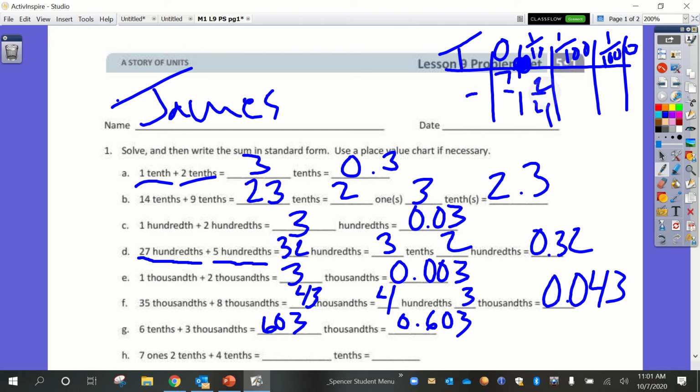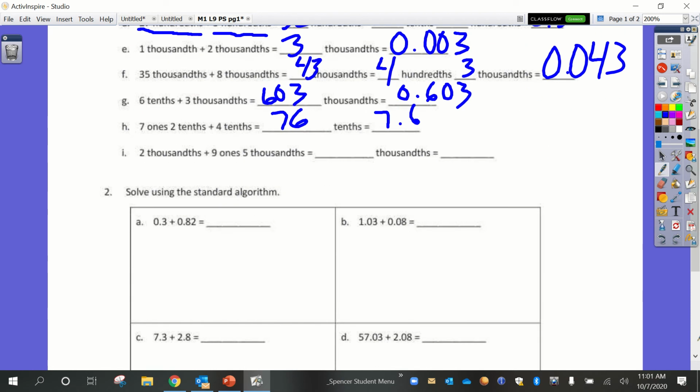So I have 7.2 plus 0.4. Well, I can add tenths plus tenths, which would give us 6 tenths. 7 and 6 tenths. Well, it's asking for just tenths, so that means I would decompose, that's 76 tenths, or 7.6. Those last two are very challenging, so don't feel bad if you can't get these last three, I guess.